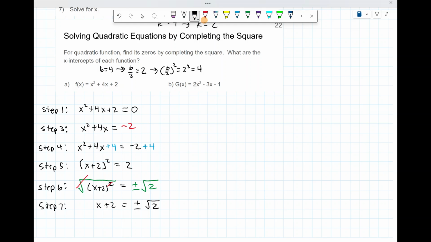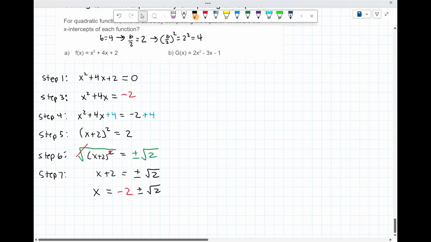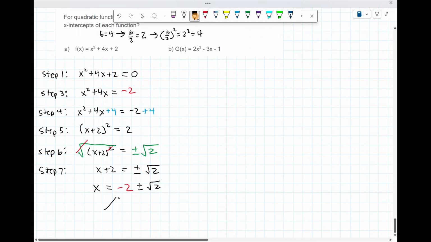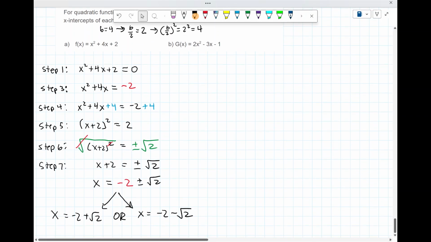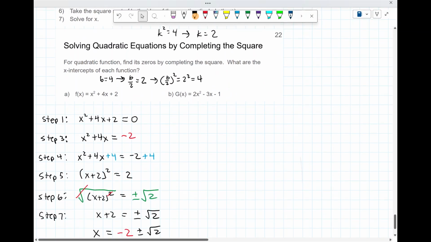And so I'm just going to move that positive 2 to the other side of the equal sign, where it becomes a negative 2. And that gives me my two answers, which are x equals negative 2 plus the square root of 2, or x could be equal to negative 2 minus the square root of 2. And those are the roots of this function, or the zeros of this function.